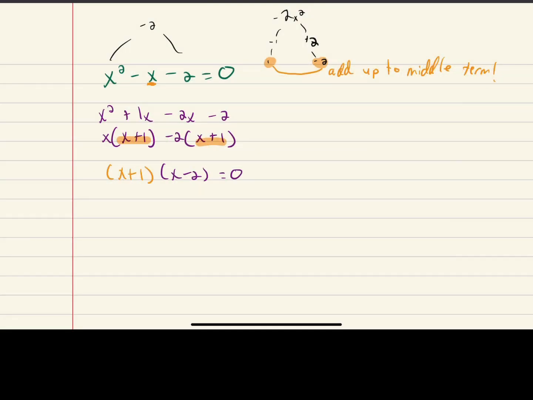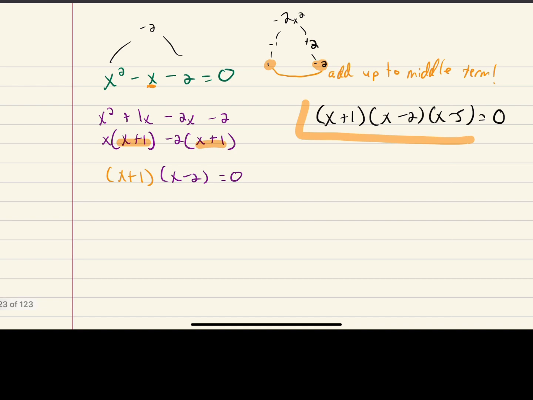Okay, so now after factoring this quadratic, we have learned that the other factors are x plus 1 and x minus 2. So in total, we have x plus 1, x minus 2, and then x minus 5 as the factors of the polynomial listed.